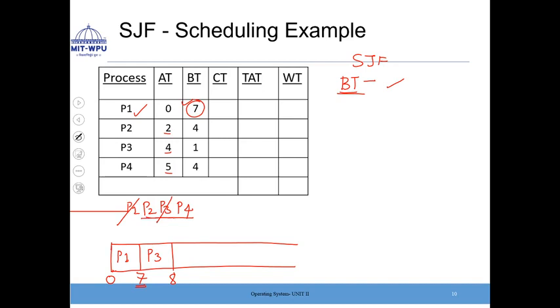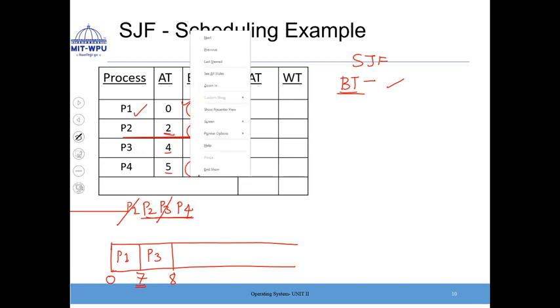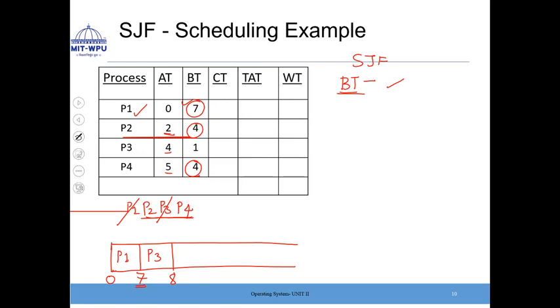In our queue, there are 2 processes left, P2 and P4. The burst time of P2 is 4 and the burst time of P4 is 4. So both are the same. Which process do we schedule next? For that we again need a strategy. We will consider the arrival time of those processes. P2 has burst time 4 and arrival time 2, whereas P4 has the same burst time 4, but its arrival time is 5. So P2 arrived first, so we will schedule P2 before P4.